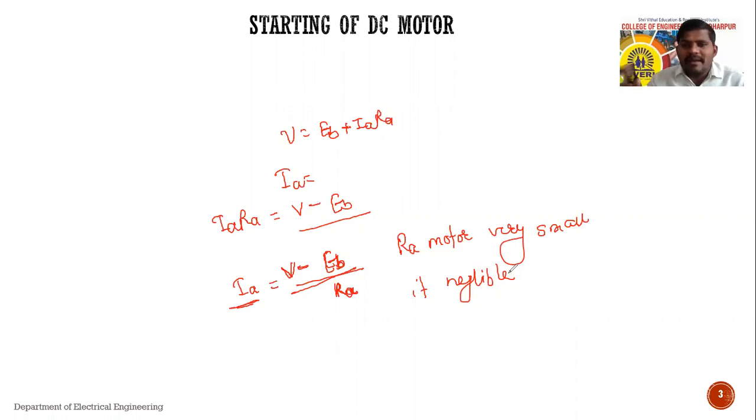Suppose we consider the armature resistance value to be equal to 1. Then the equation becomes: armature current IA is equal to terminal voltage V minus EB.